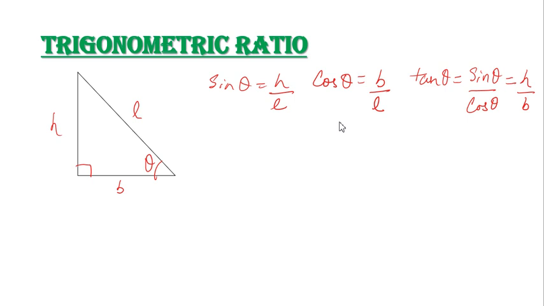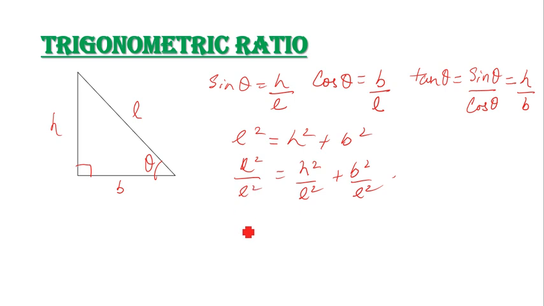Now, everyone might have heard about the Pythagoras theorem. What Pythagoras said is that in a right angle triangle, the hypotenuse square is exactly equal to the height square plus the base square. Now if we divide the entire equation by the hypotenuse square, we get this.